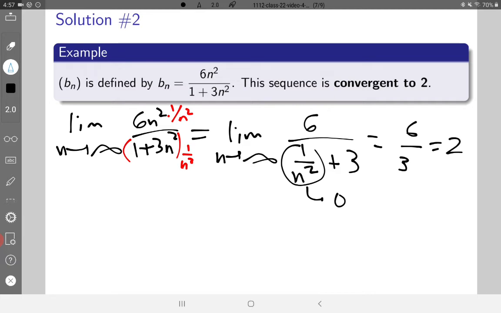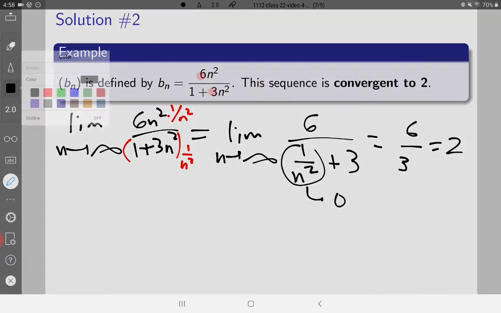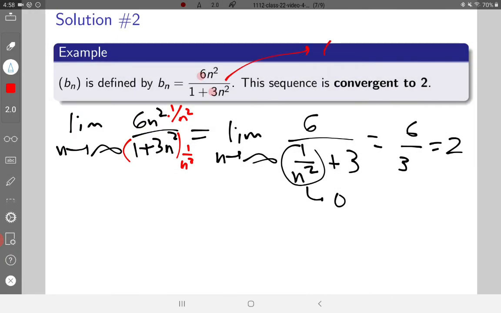Another way to see that is I've noticed already that the highest power in the top and the bottom is n squared, and so I'm just going to compare the coefficients of 6 and 3, and that's where I'm seeing that 2.